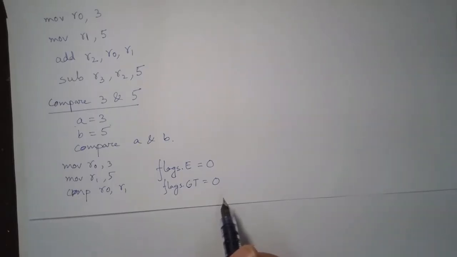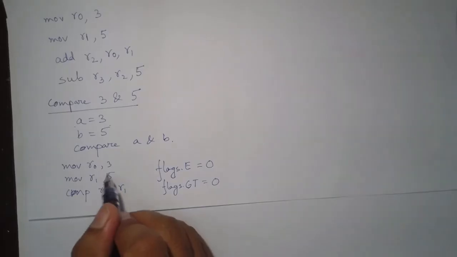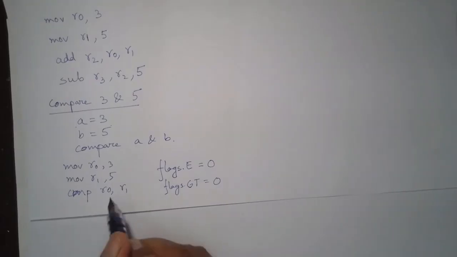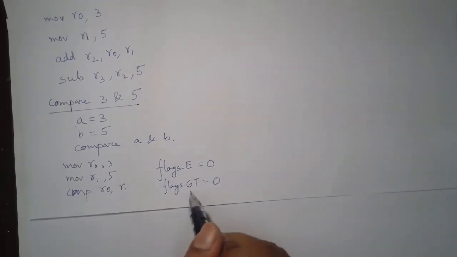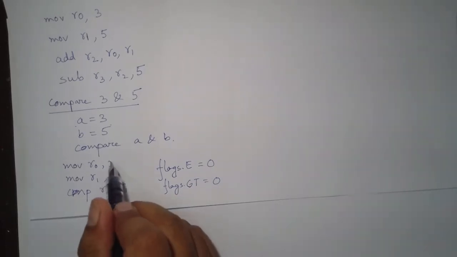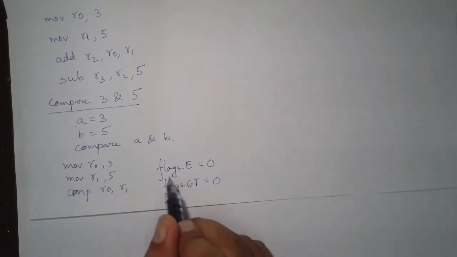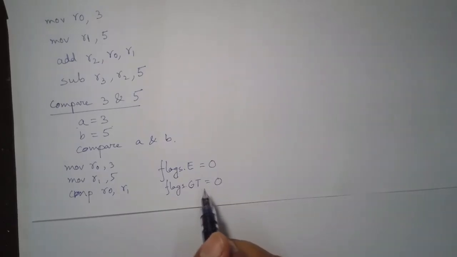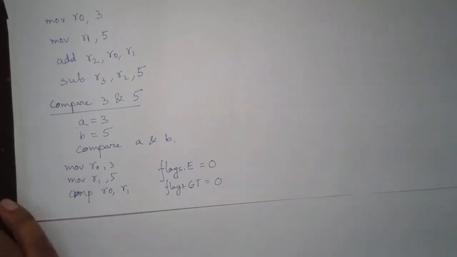Now, if you do the other way around, let us say you change R0 to 5 and R1 to 3, then when you do this comparison, the greater than flag will be set. Similarly, you can make both of them equal, and in that case the flags.e flag will be set. I hope these things are pretty straightforward and intuitive, and you will understand that easily. Okay.